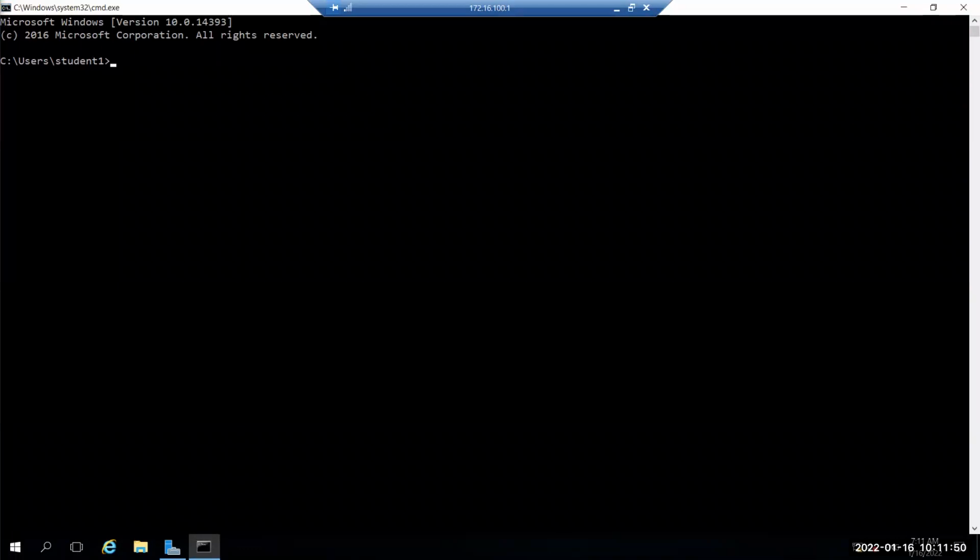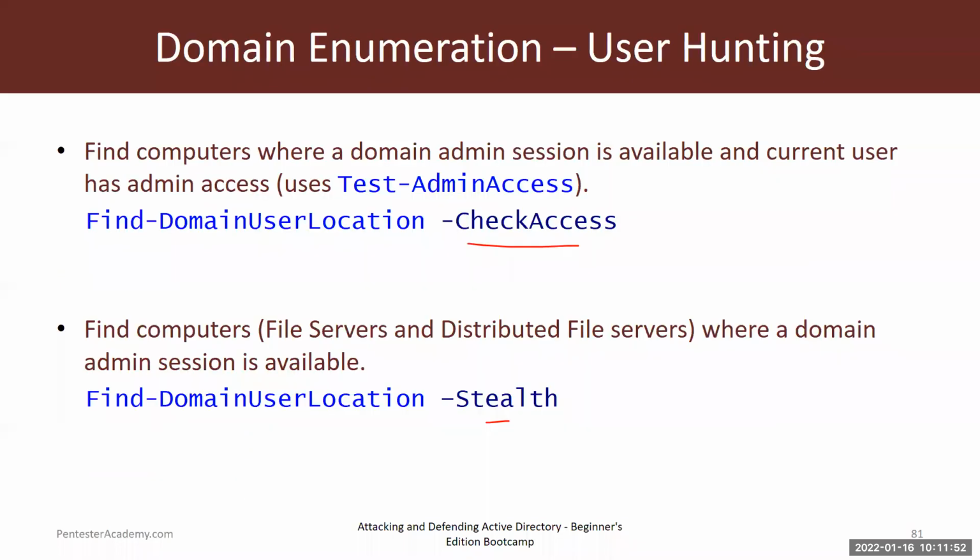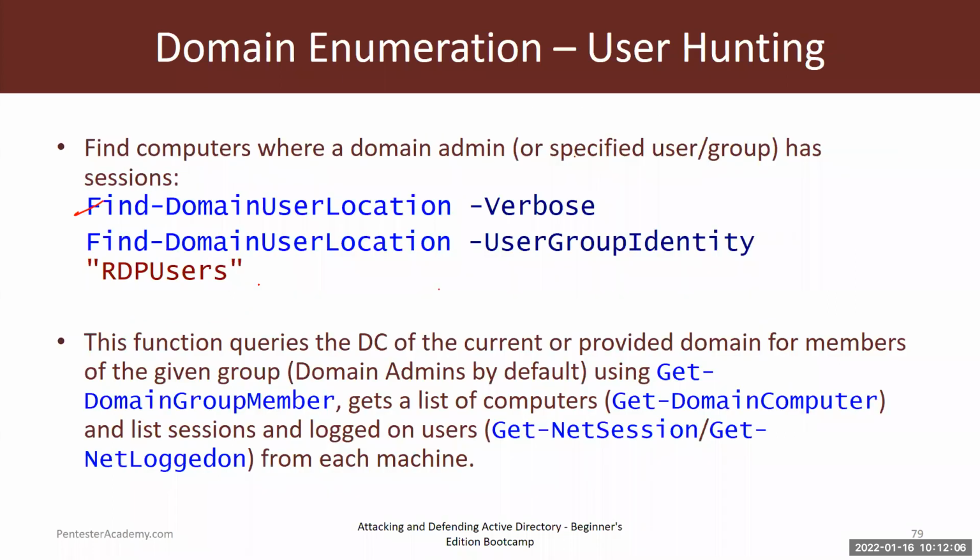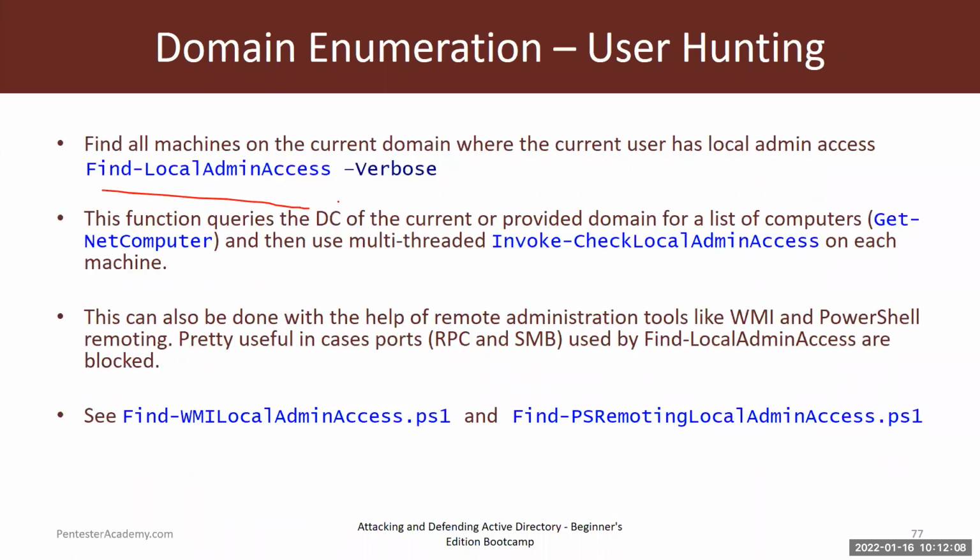The last one that we discussed, find domain user location, would not give you directly interesting results when run as a student user. So we'll use that later on. But let's take a look at the previous one, hunting for the local admin privileges. We can use either find local admin access, find WMI local admin access, or find PS remoting local admin access. I like this one the most because in my opinion, this is the most reliable and is usually allowed across most firewalls.